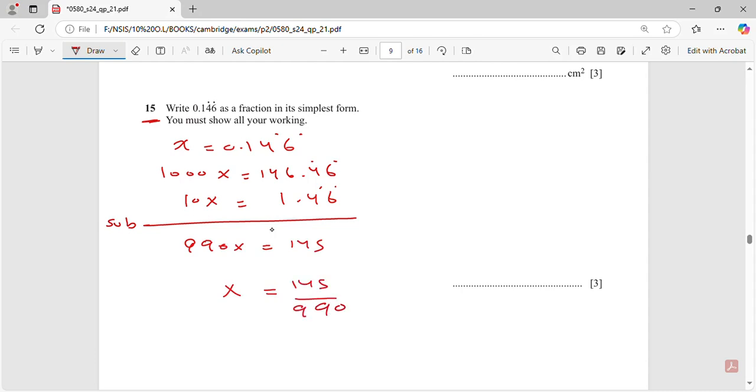And he said in simplest form, of course, in these situations I can use a calculator, which gives 29 divided by 198 in simplest form. Okay, you understand it? And make sure that you put it in simplest form, because if you didn't, you will gain like 2 marks only.